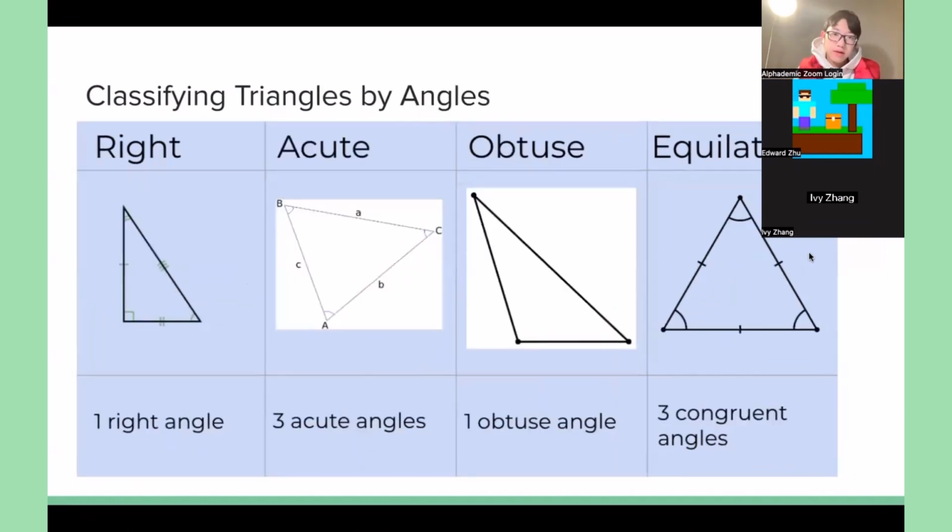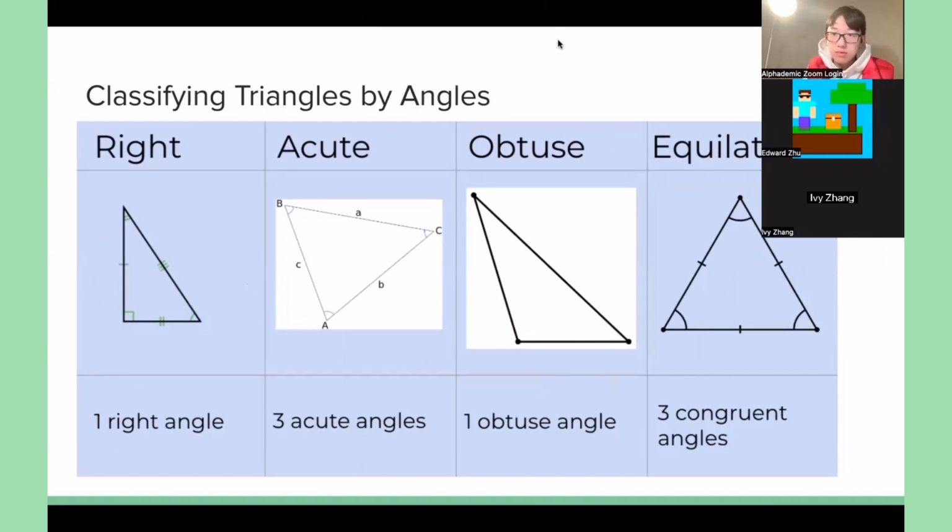Next up, classifying triangles by angles. So there's the right, acute, obtuse, and equiangular. For the right triangle, it would be one right angle and then 2 other different angle measures. Acute would be 3 acute angles, which means angles less than 90.